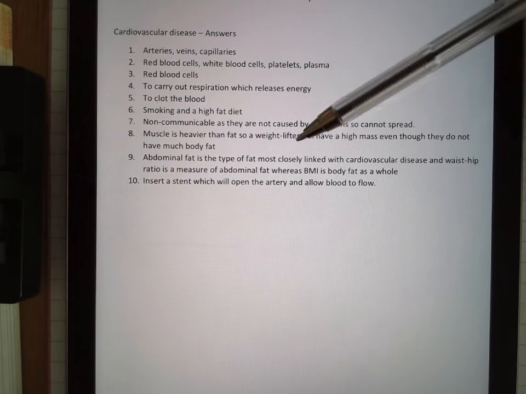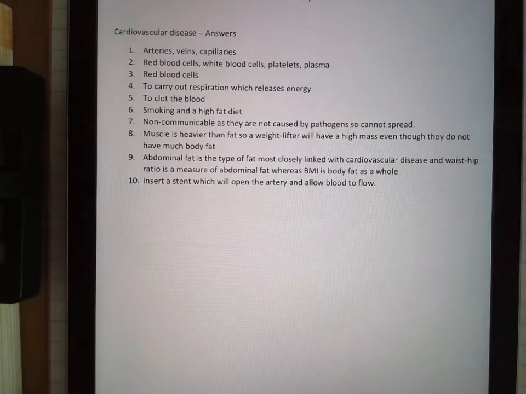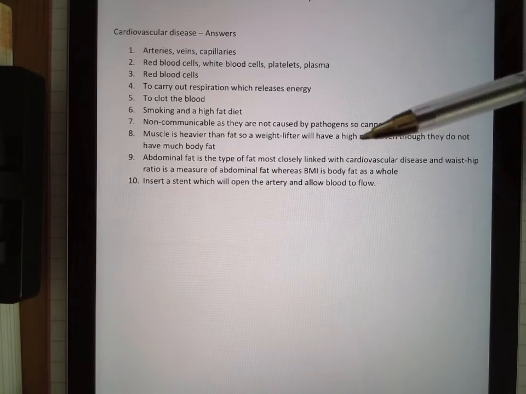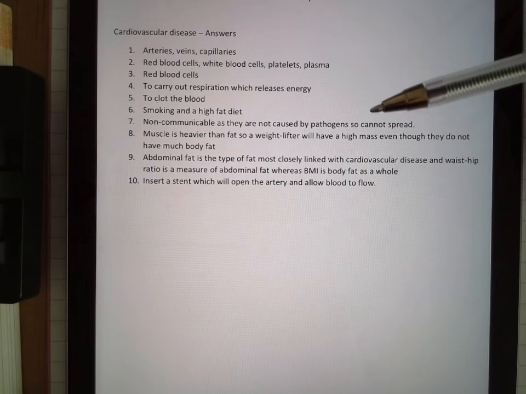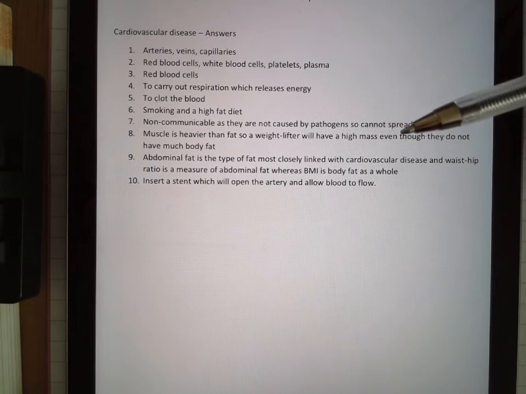When you're talking about the weightlifter, if you've got a weightlifter who's got lots and lots of muscle, muscle's heavier than fat. So if you've got someone that has lots of muscle, they're going to be a very heavy person. And if you look at the BMI calculation, one of the measurements you have to put in is just how much you weigh. And because a weightlifter has so much muscle, they're going to be very heavy people, and they're going to end up with quite a high BMI. That does not mean that they have high body fat.